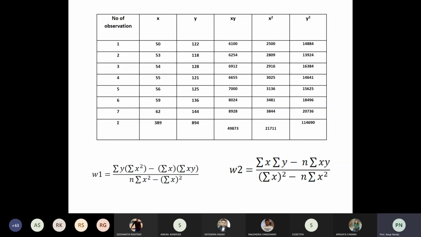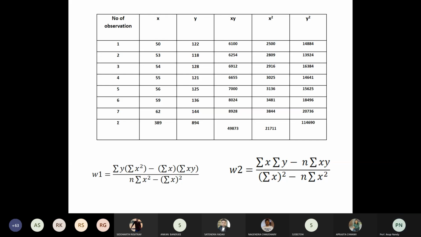In order to compute W1 and W2, there are different terms: xy, x square and y square. So you need to first compute them. Then you can have the summation of y, the summation of x square, the summation of xy, and the summation of y square. You need to just draw this table so that it will be easy for you to calculate.